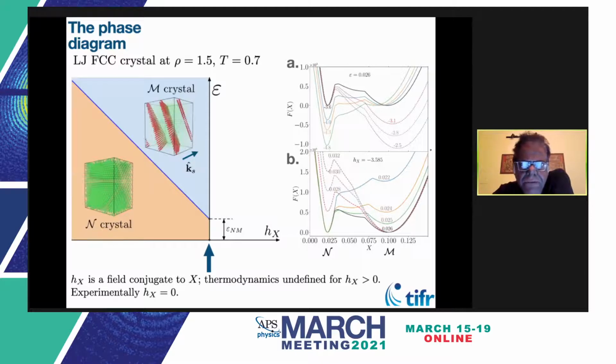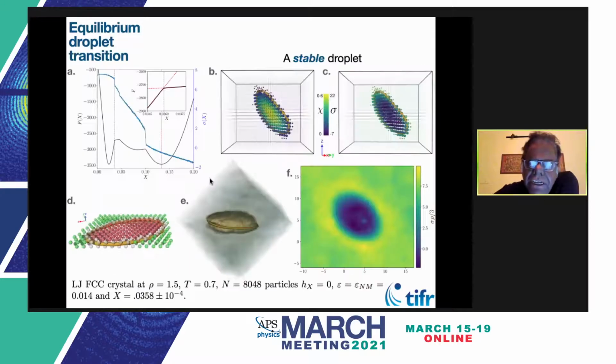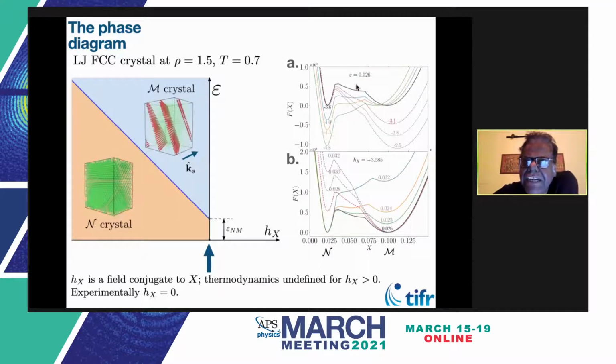And here is the phase diagram. You have N crystal and M crystal. They are separated by a line of some transition. And it turns out this is a transition across which the intensive order parameter in the infinite solid has a change of slope. So this is like a third order transition, but locally the jump is very large. And for a finite solid, it appears as a standard first order transition. So this is very unusual. So it has mixed order depending on what you are looking at.